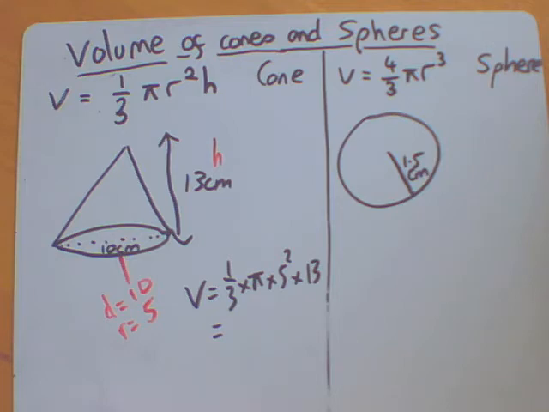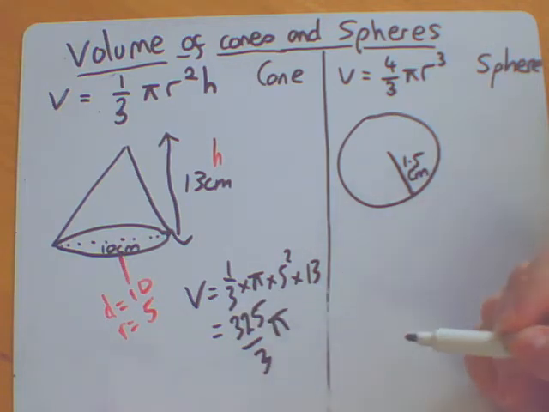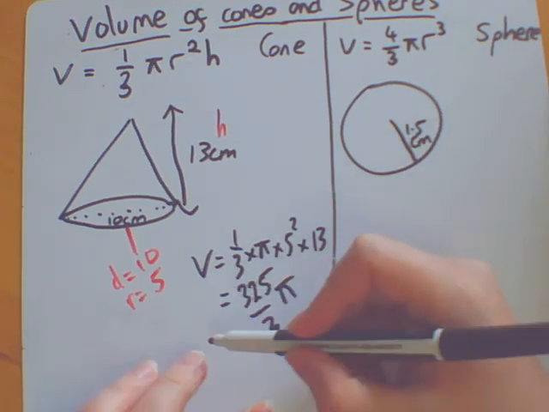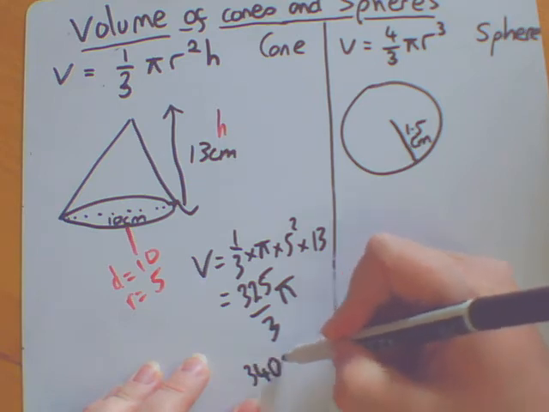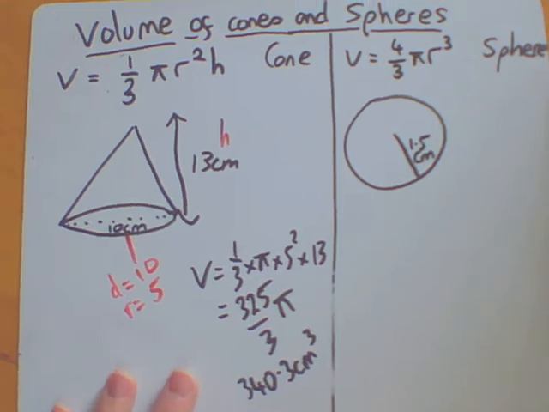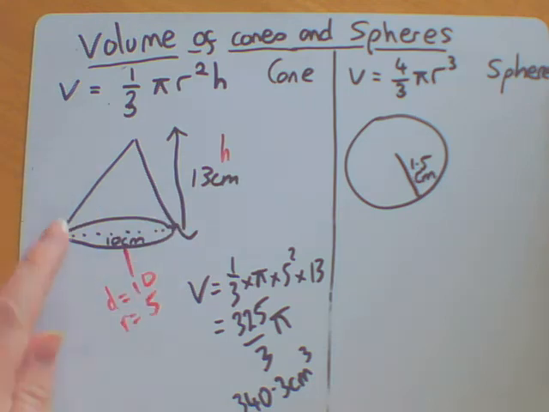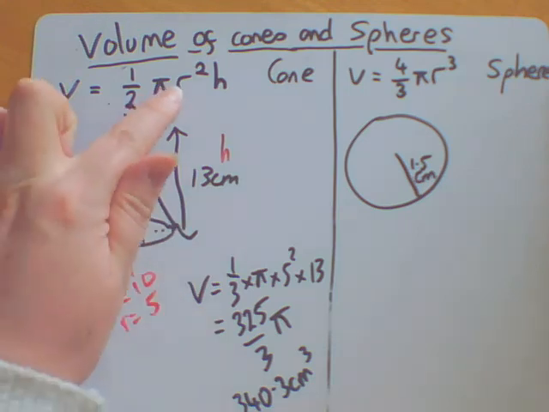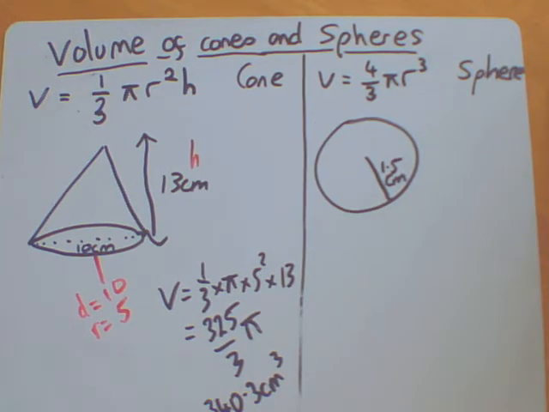So this is going to give me 325 over 3 pi, or if you want this as a decimal, I'll do it to one decimal place, that is 340.3 centimetres cubed. Okay, so steps, take your diagram and identify which pieces of information you've got, put them into the formula, and then get out your answer, and obviously give it in pi or decimal places depending on what the question asks. The same process for the sphere.